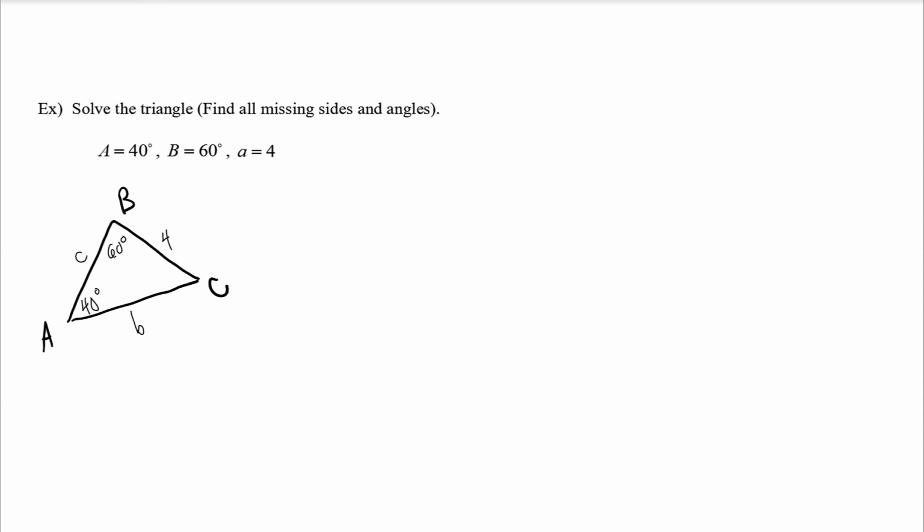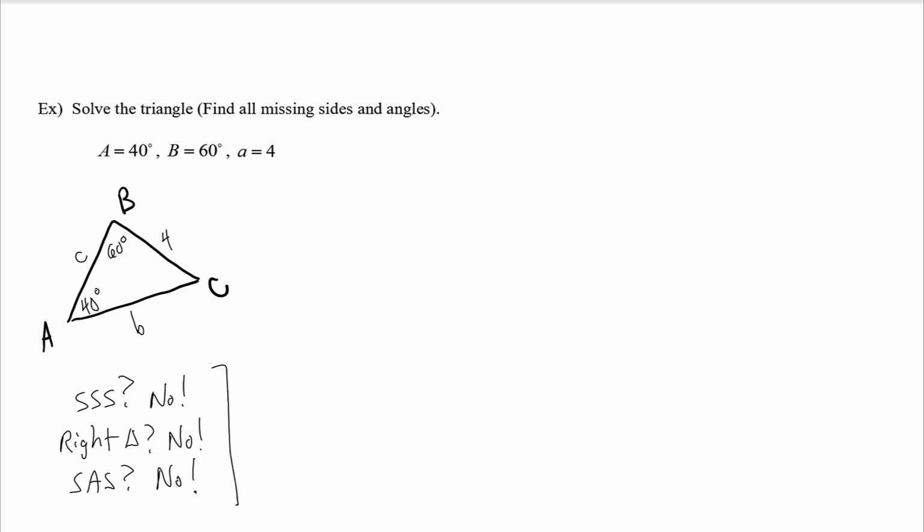Well, do I know all three sides? No, I do not. Is it a right triangle? Not that I know of. Do I know two sides and the angle between them? No, I don't even know two sides. So I've got to use the law of sines. Okay, so I'm going to use the law of sines.